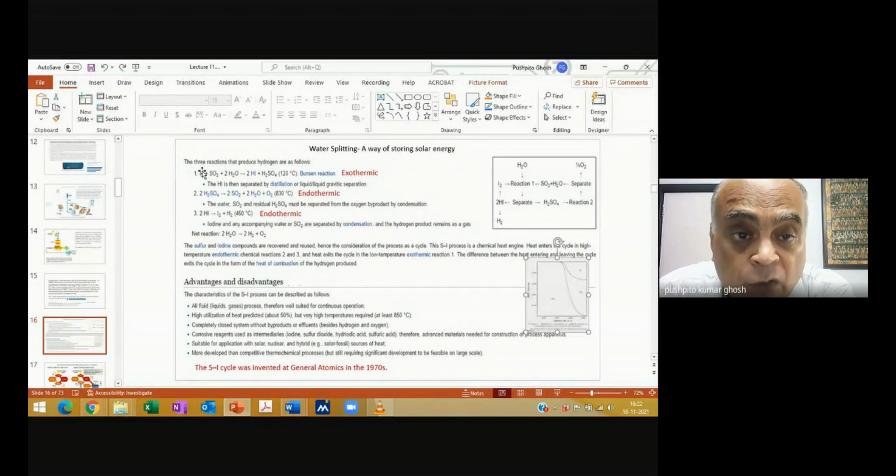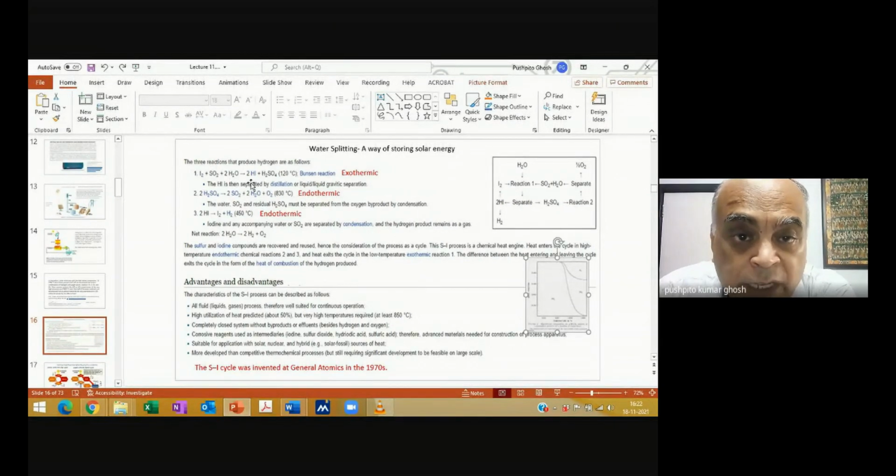Now, there is also a reaction where I can react iodine, I2, with sulfur dioxide, and it will form HI and H2SO4. So I get HI and H2SO4, and remember this SO2 will basically come from here.